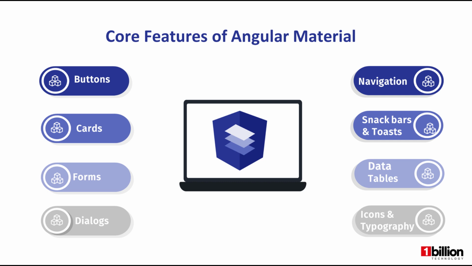So now let's talk about the core features of Angular Material. The core features of Angular Material make it a powerful tool for front-end development. Let's take a closer look at some of these features. The first one is the button. Angular Material offers a wide variety of button styles, sizes, and types, making it easy to create interactive and engaging user interfaces. There are different types of buttons for different purposes and different looks.